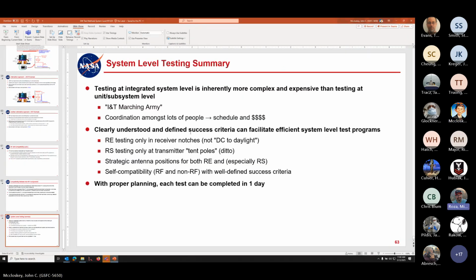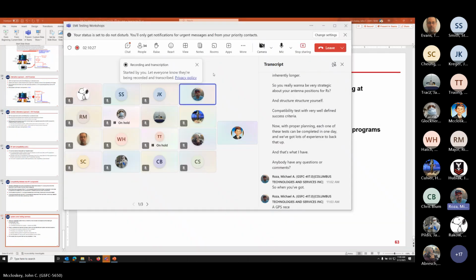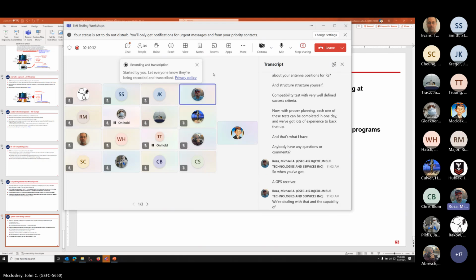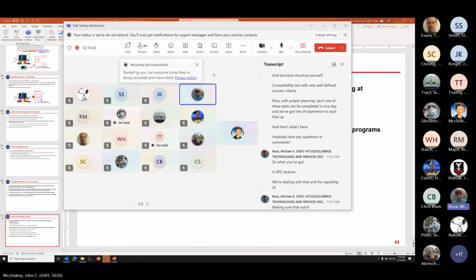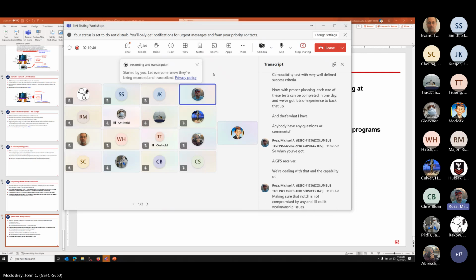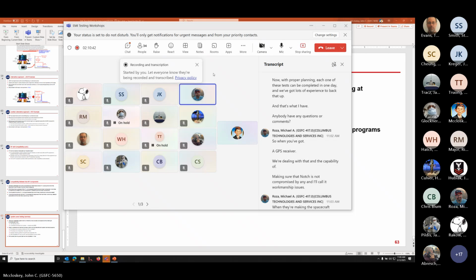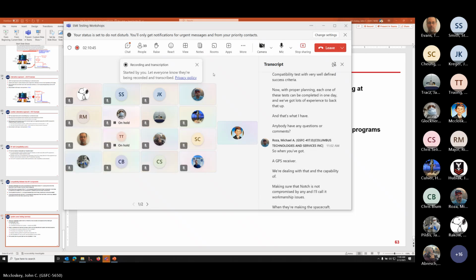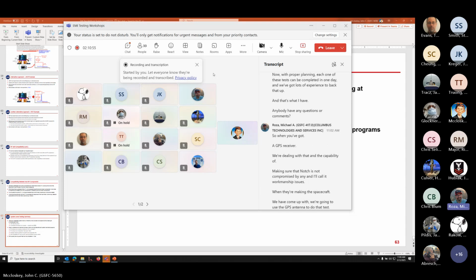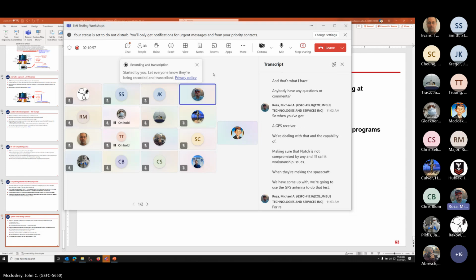So when you've got a GPS receiver, we're dealing with that and the capability of making sure that notch is not compromised by any, and I'll call it workmanship issues, when they're making the spacecraft. We have come up with, we're going to use the GPS antenna to do that test for RE at the system level.